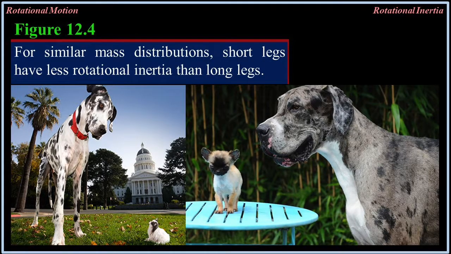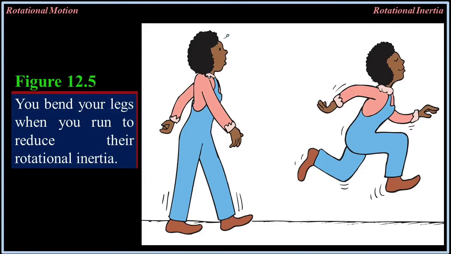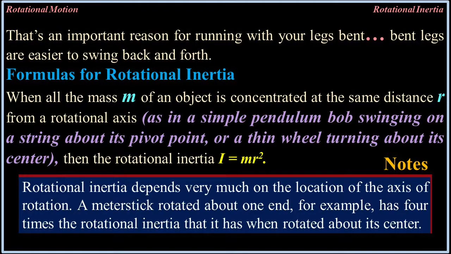Figure 12.4: for similar mass distributions, short legs have less rotational inertia than long legs. Figure 12.5: you bend your legs when you run to reduce their rotational inertia. That's an important reason for running with your legs bent. Bent legs are easier to swing back and forth.